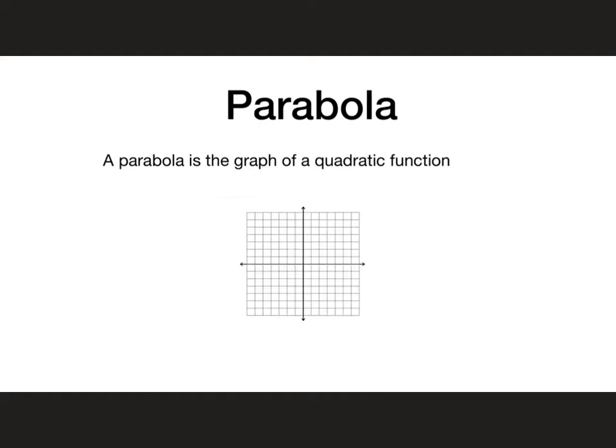All right, next we have a parabola. A parabola is the graph of a quadratic function. So again, quadratic function is anything that's x squared. Anytime we see an x squared, our graph is going to be in the shape of a parabola, which is a U. So a parabola is the shape, and that is a U shape. So this U shape is called a parabola.